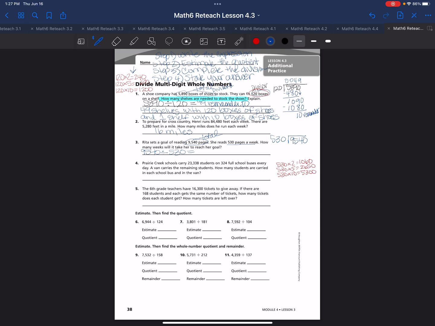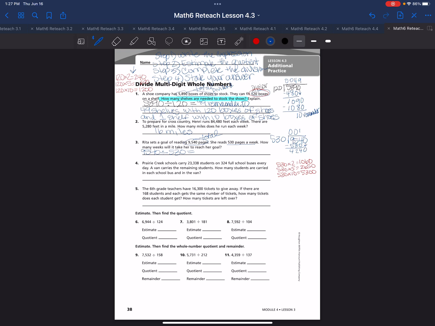Can 530 go into 9? Nope. Can 530 go into 95? Nope. Okay, make sure you're lining up over those digits. Can 530 go into 954? Yes. One time, because look at 2 times 530 is 1,060. That's too much. So write 530 here and subtract. And then bring down the 0.